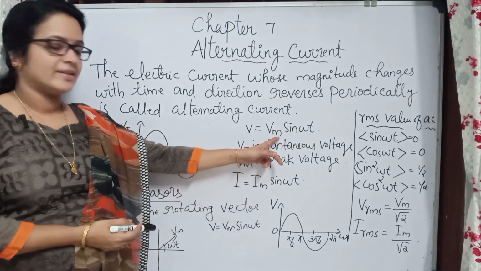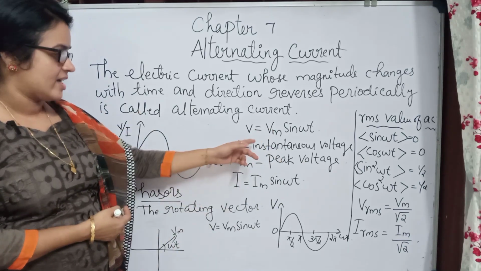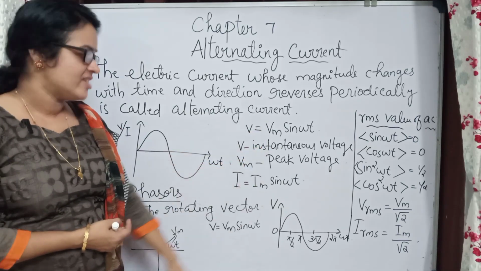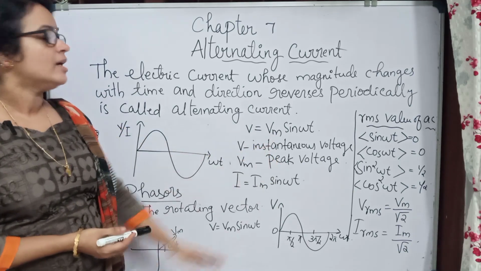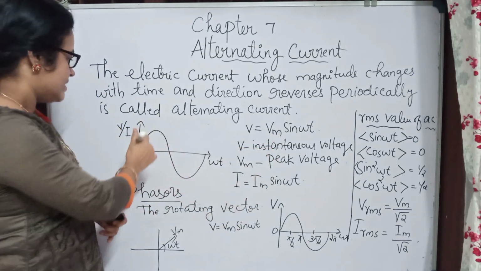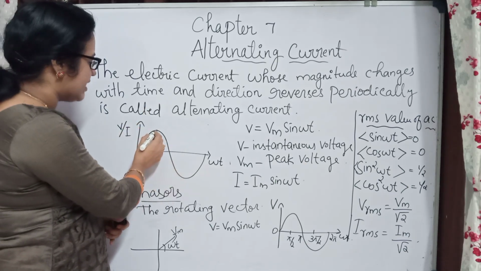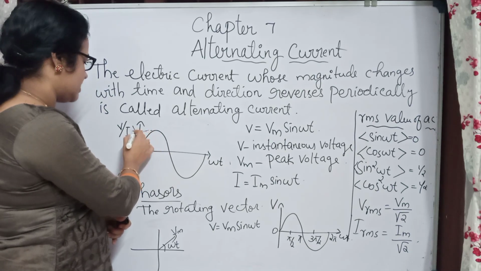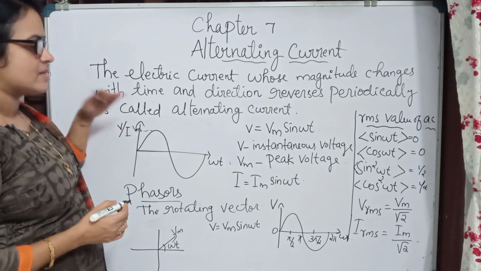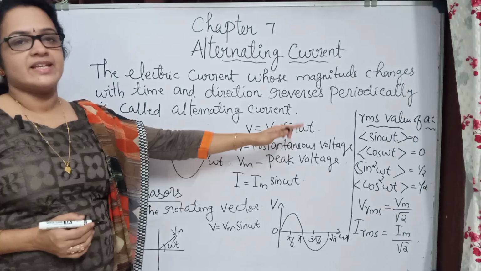So this is a very important thing, how we can represent the instantaneous voltage, and these things you have to remember. That is, V is the instantaneous voltage. Then what is Vm? Vm will be the peak value or the maximum value of voltage. Here we are taking voltage or current, so the peak value will be Vm. This will be the maximum value or peak voltage. Then V is the instantaneous voltage.